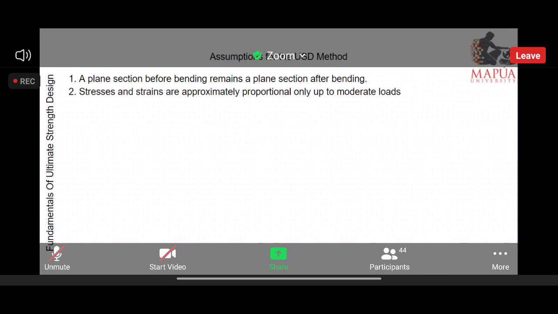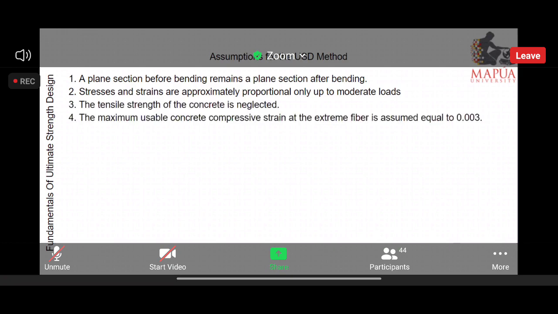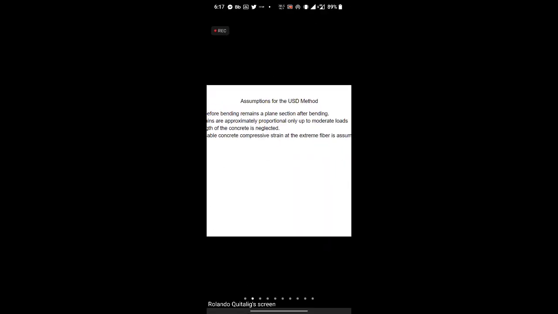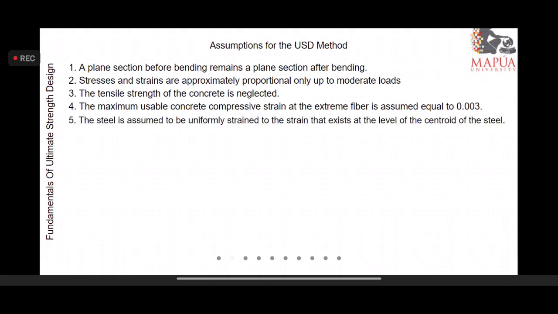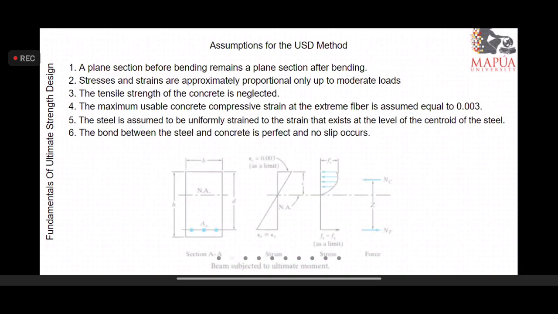The stresses and strains are approximately proportional only up to moderate loads. The tensile strength of the concrete is neglected. The maximum usable concrete compressive strain at the extreme fiber is assumed equal to 0.003. The steel is assumed to be uniformly strained to the strain that exists at the level of the centroid of the steel. The bond between the steel and concrete is perfect and no slip occurs.